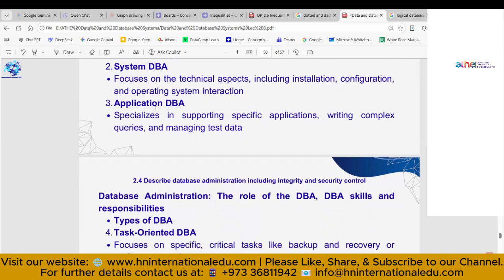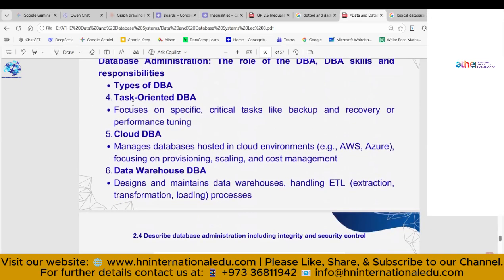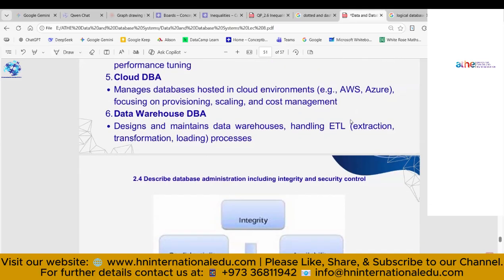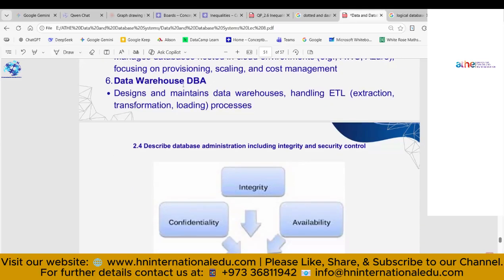So the application DBA specializes in supporting specific applications, writing complex queries and managing test data. And then we have the task-oriented DBA. So task-oriented DBA focuses on specific critical tasks like backup and recovery or performance tuning. And then we have the cloud DBA. So manages databases hosted in cloud environments, for example, AWS, Azure, GCP, or other cloud environments, focusing on provisioning, scaling, and cost management. Then lastly, we have data warehouse DBA. So this DBA designs and maintains data warehouses handling ETL, that stands for extraction, transformation, loading processes.